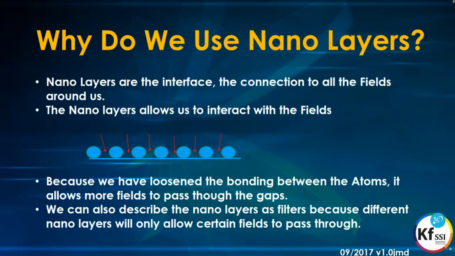And we can also describe the nano layers as filters, because different nano layers will only allow certain fields to pass through. When we begin to understand how to make different nano layers for different purposes, you'll be able to see that they act as certain filters. So if we only want a certain type of field coming through, that's what we'll create, so that only those fields come through.